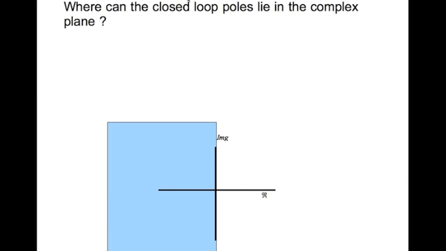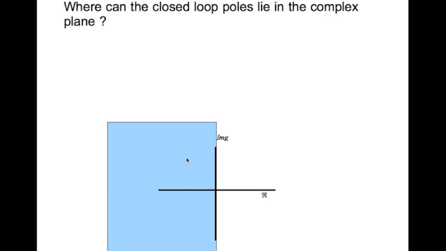One of the most important things that you need to understand is where the closed loop poles can lie in the complex plane. The basic requirement is for the system to be stable. So you can't have roots in the right half plane, but you can have roots anywhere in the left half plane. If you don't have any other constraints, then the whole left half plane is the place where you can put your roots for the complete control system. So closed loop poles can lie anywhere here in the left half plane.